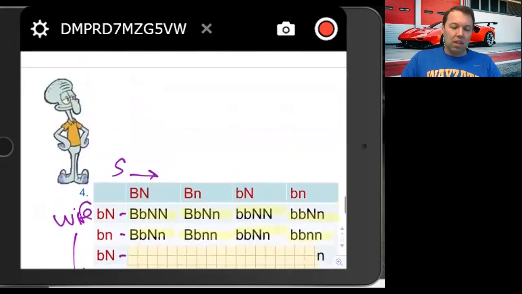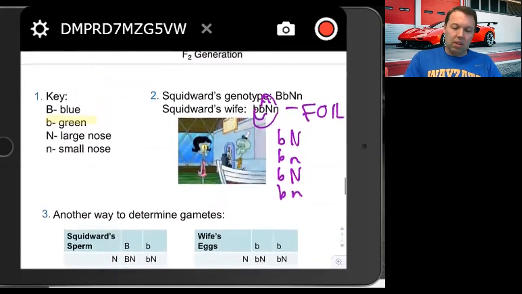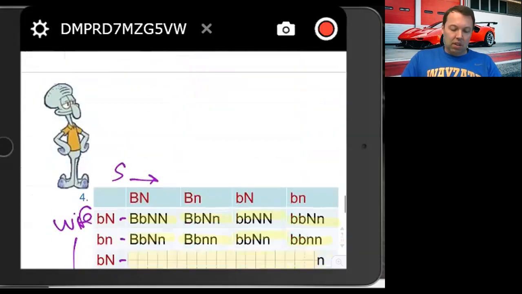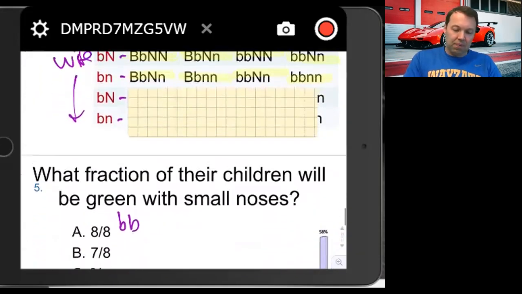Let's go check. Small noses, here we are. Small noses, that was recessive. What's the only way to get a small nose? You need a little n from mom and a little n from dad. You need to be homozygous recessive. So it's asking us in this question, here's small noses. How many of the children are predicted to have 2 little b's and 2 little n's?